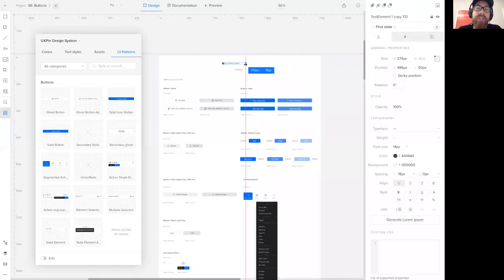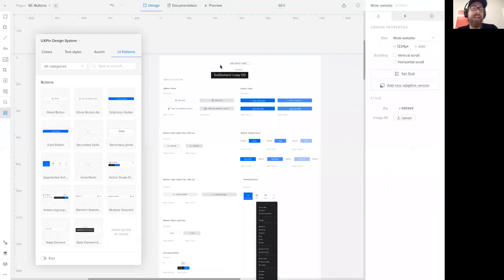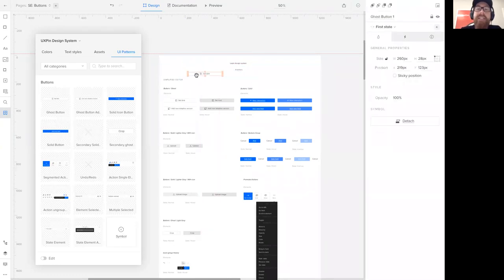So just recently at UXPin, first of all, we've drastically improved our symbols. And I don't think I'm overstating anything, I think we have the most advanced and most useful symbols across all the design tools out there. And symbols are stored in this design system library for a very simple reason. So first of all, they can be kept in sync with the library, right?